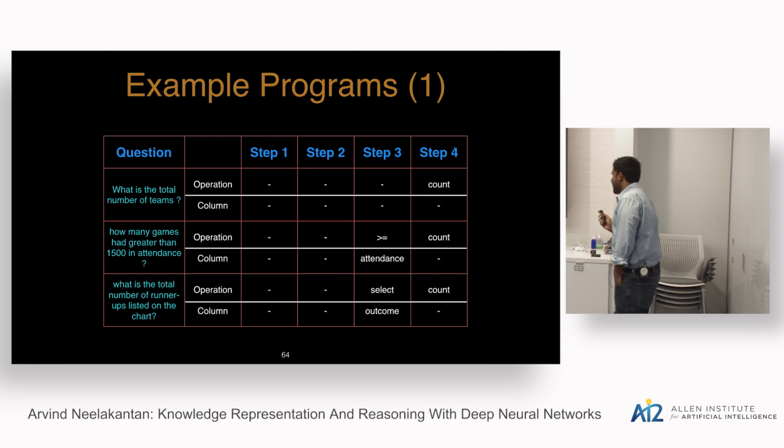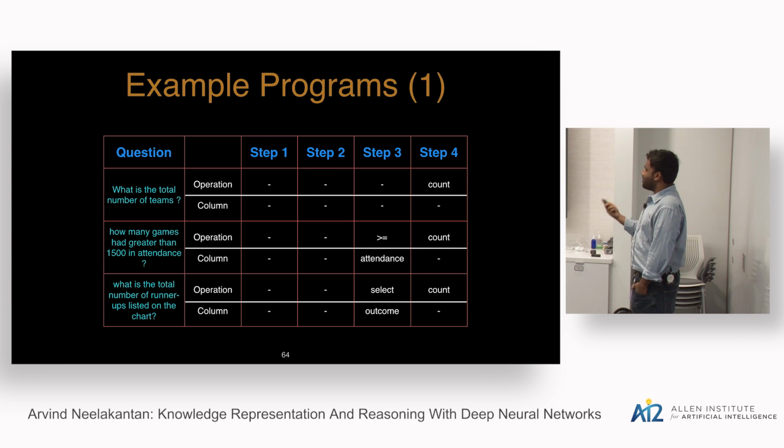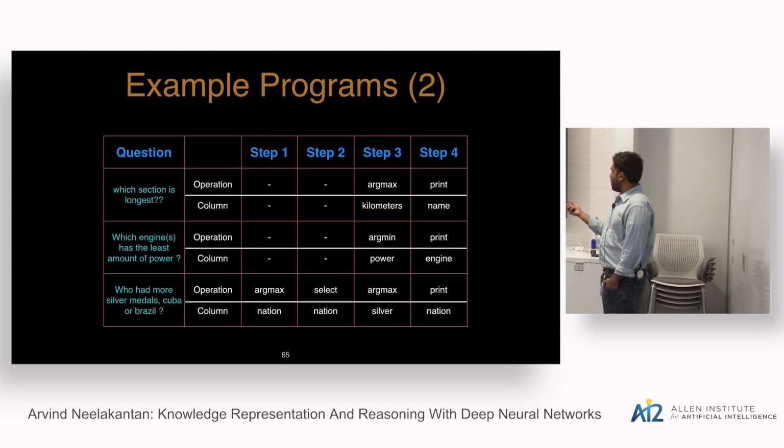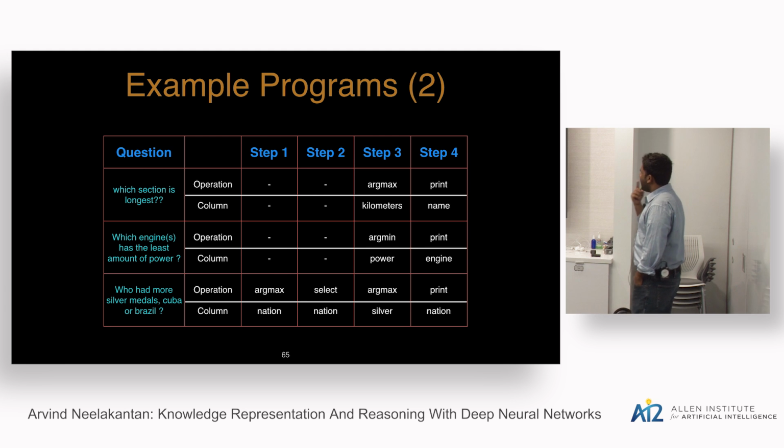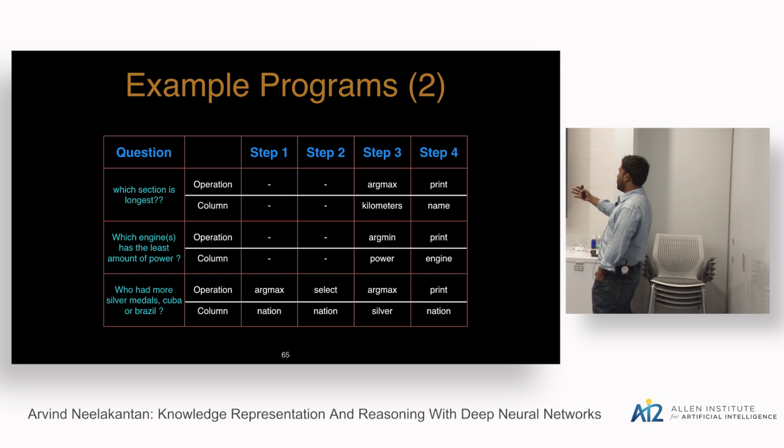Oh, okay. So these are some example programs that the model induces on the dev set. If it's a dash, it means a no-op. These are questions for which the final answer is a number. And these are some examples of questions where the final answer is a lookup, and the last question is one of the more complicated questions where you need a program of length 3. So who had more silver medals, Cuba or Brazil? In step 2, it selects the nation.